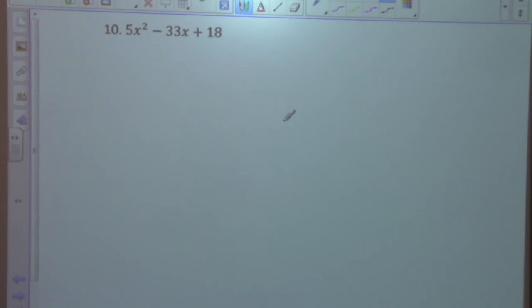In this case, when you do your AC, it's going to be a little larger to deal with here. Dude, I do my box and I can't even do it. I gotta do this x now. What do you write? You write 5x.